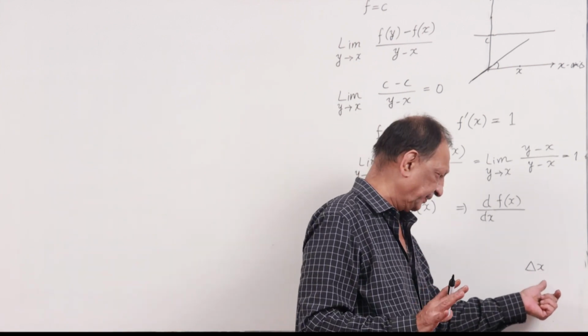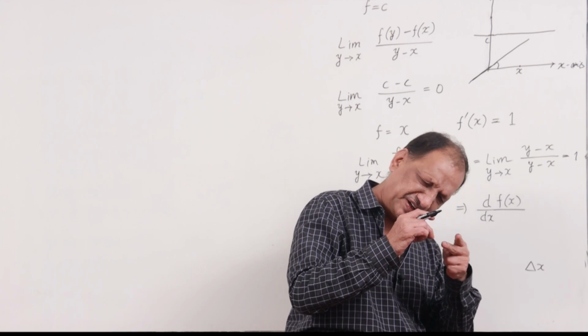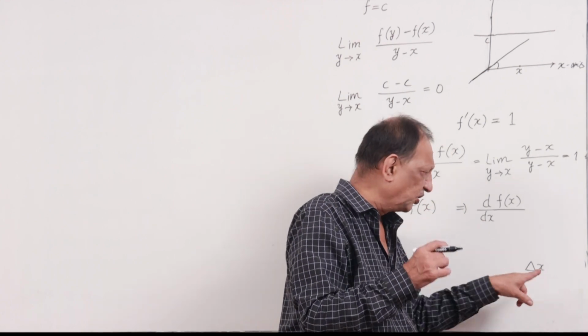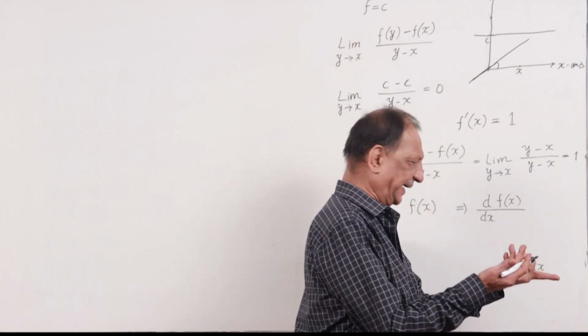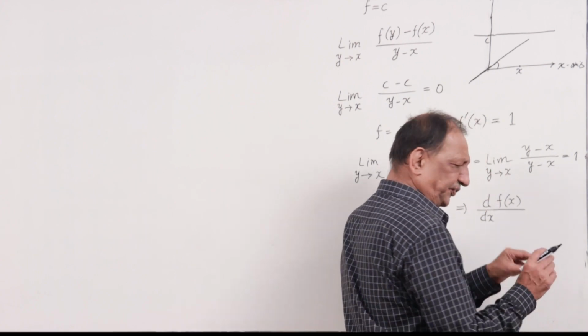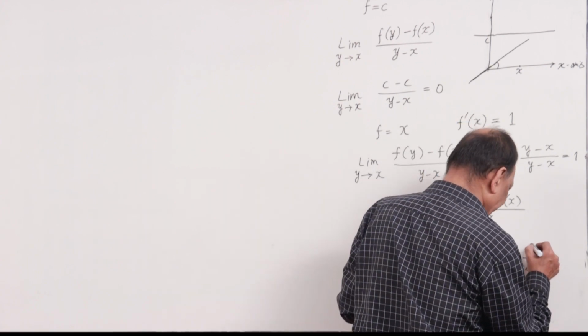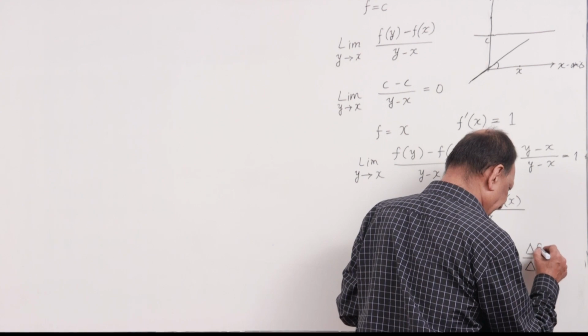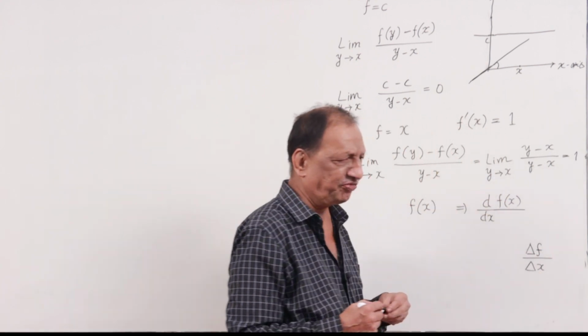There is no question of limit here. And it's not a tiny value alone, it is very, very small. The very tiny value of x is called delta x. And when x changes by the delta x, what happens to f? It will change by a delta f. Correct? So delta f by delta x.